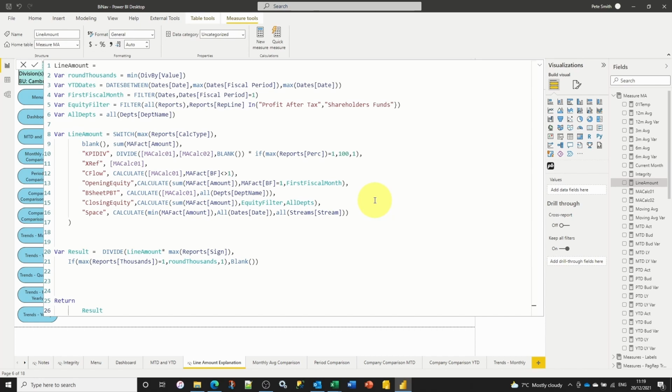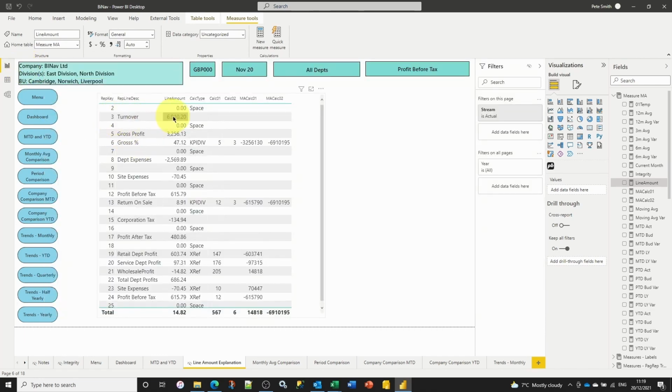When you've done that, if you're new to DAX or new to Power BI, then this formula here will be quite self-explanatory. So I'm going to go into the middle bit of this first. This is where we are really calculating the line amount, and we're going to have a look at the calculation type that we're on at the time, that the row returns at the time. So in this row it's returning nothing, in this row it's returning KPI div. So that's what we're looking at here.